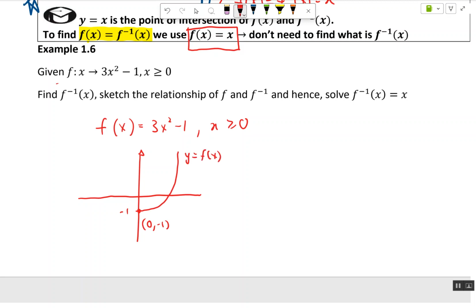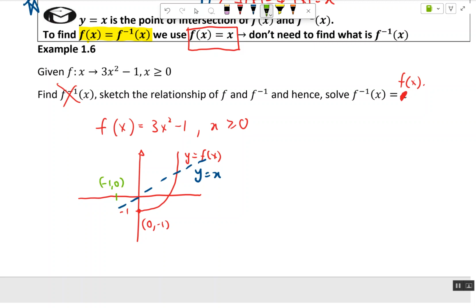Now, let's say I'm going to skip this part. Let's say the question didn't ask you to find the inverse. Sketch the relationship between f and f inverse and hence solve. And then this part, I'm going to say that f inverse x equals to f(x). Okay? Over here is 0, 1. When it is reflected on the line y equals to x, you have to draw a straight line going up and label this as y equals to x. When it is reflected on here, 0, negative 1 will become negative 1, 0.